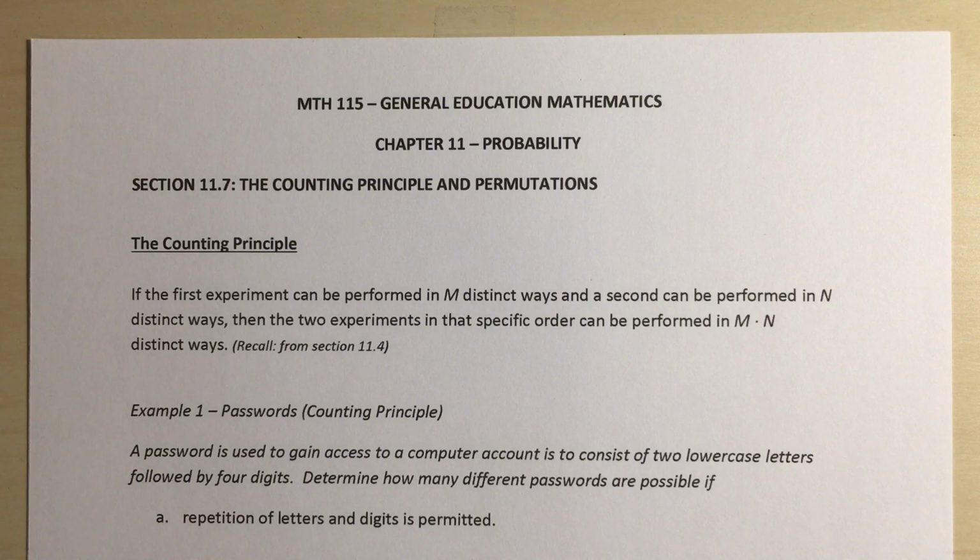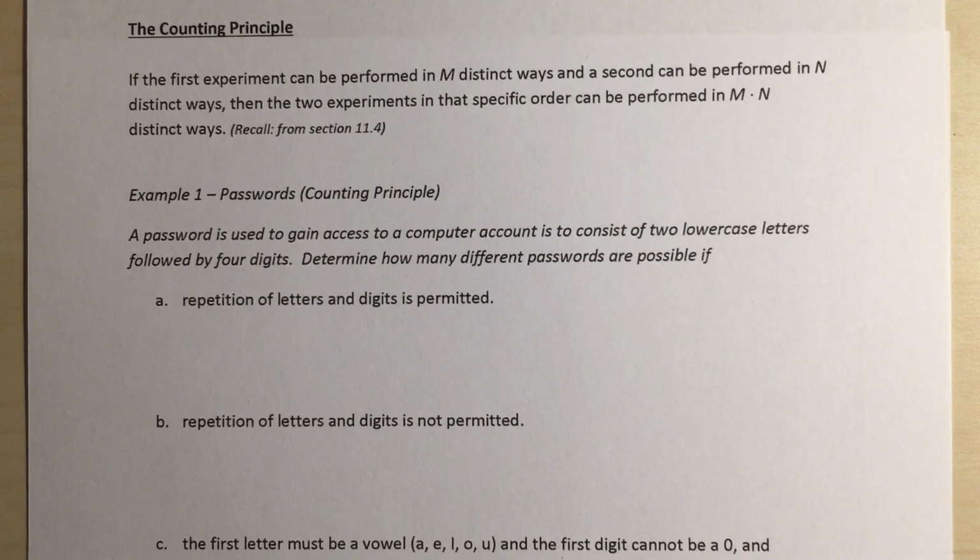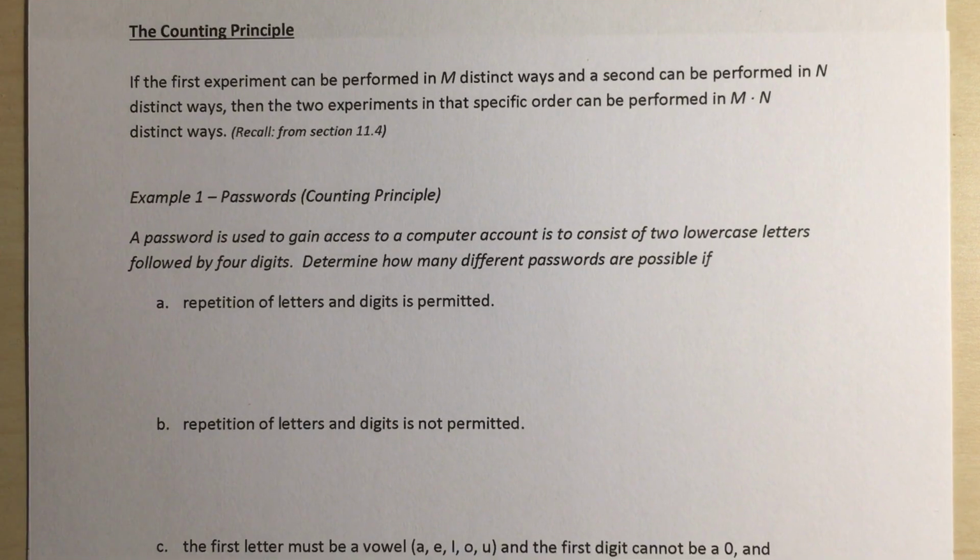It says if our first experiment can be performed in m distinct ways and the second can be performed in n distinct ways, then the two experiments in that specific order can be performed in m times n distinct ways. Right, so we use the operation of multiplication when we were thinking about our counting principle and how many different ways that we could have results. So we're going to use that idea in this first example where we're looking at passwords.